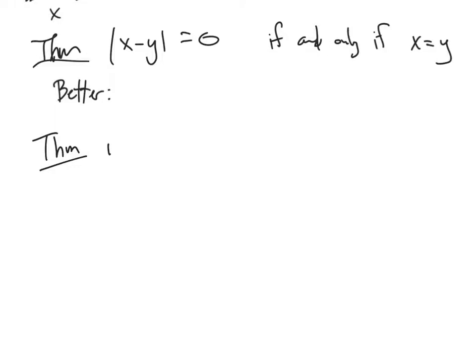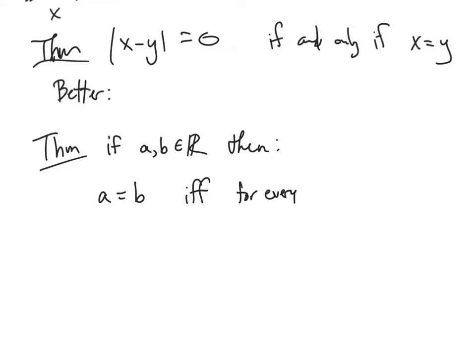Here it is. If I have two numbers, let's say A and B, in the real numbers, I hope you don't mind this little notation here. This little guy means they're in the set of real numbers. This is a little set theory for you. If A and B are real numbers, then A equals B if and only if, I'm going to write IFF for if and only if, here it is: for every epsilon greater than 0, the absolute value of A minus B is less than epsilon.